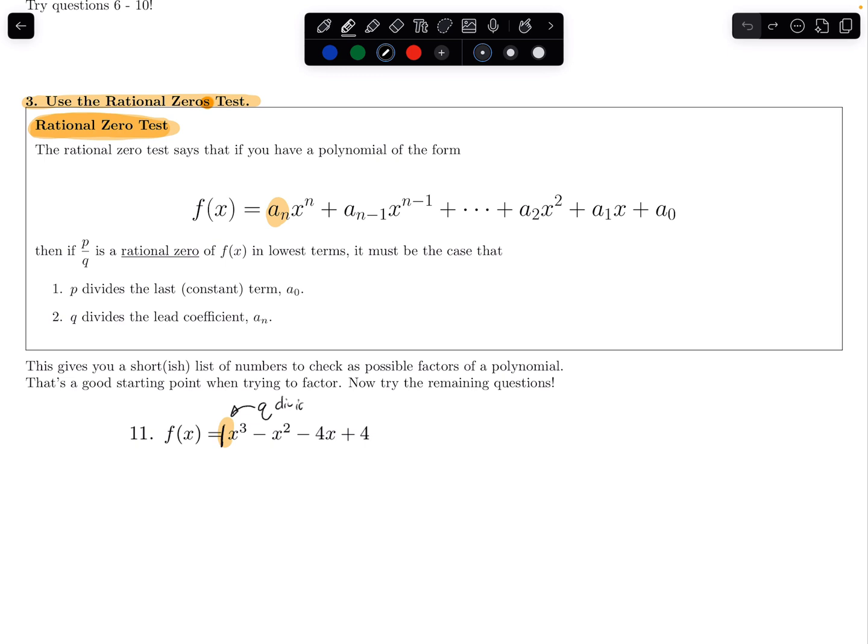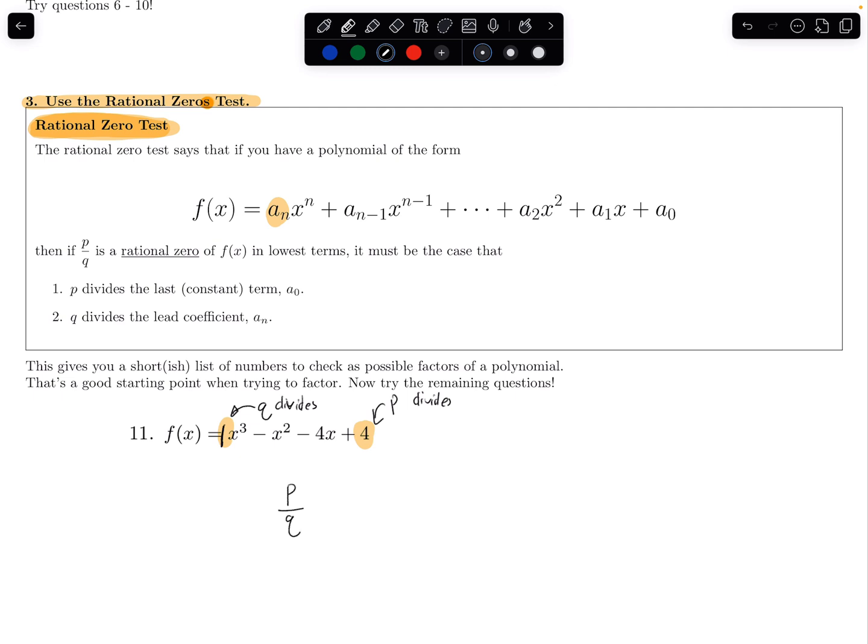Oh, I can't spell divides. It looks so weird, because my u looks like v. Q divides this term, okay? And then P divides that term. That's all the theorem is saying. P divides this term. And then any rational zero of this polynomial is going to look like P over Q.